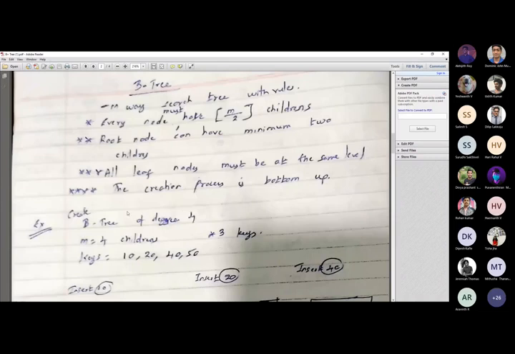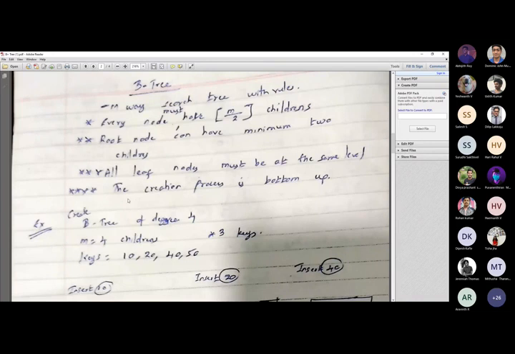We'll move on to B tree. So from B tree, we'll move on to B plus tree. So B tree is an M-way search tree with some rules. In a B tree, every node must have m by 2 children, and a root node can have a minimum of 2 children.